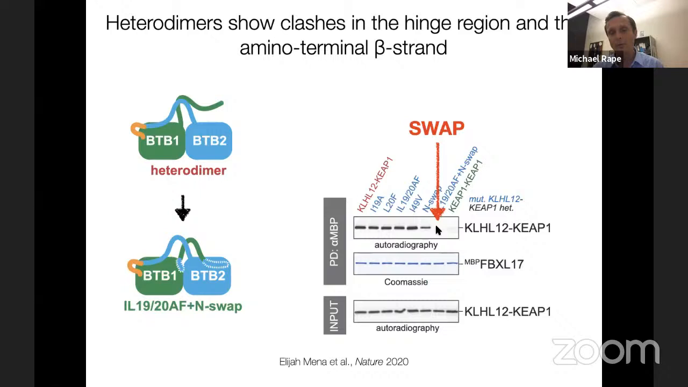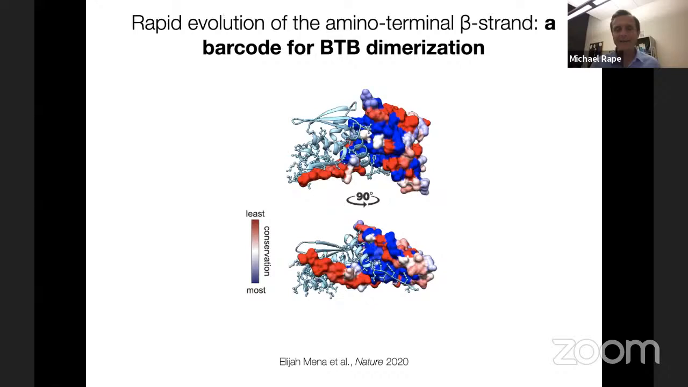We can do the opposite experiments. We can do a homodimer, make mutations here in the sequence to open it up, and suddenly the homodimer is recognized as well. And that's really cool from an evolutionary perspective. Here we labeled evolutionary rates onto our structure, and the fastest evolving sequence in all BTB domains is this amino terminal beta strand. In fact, you have 200 BTB domains, about 220. This beta strand is about 5 residues long. There is not a single one that's identical across these 200 BTB domains, which is, I think, amazing from an evolutionary perspective.